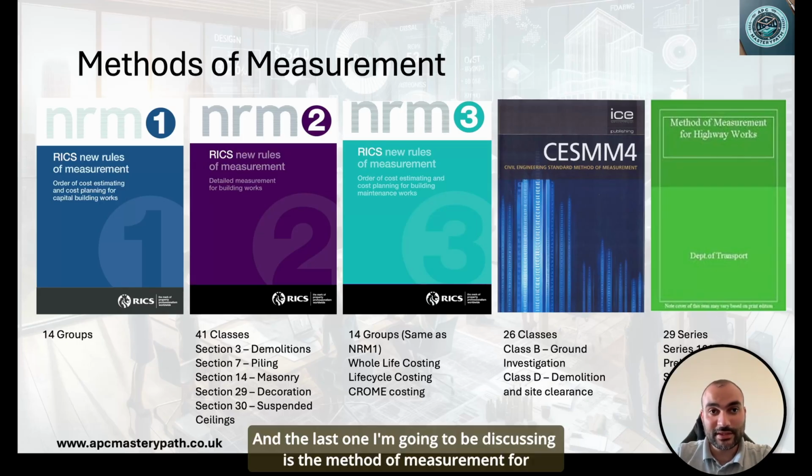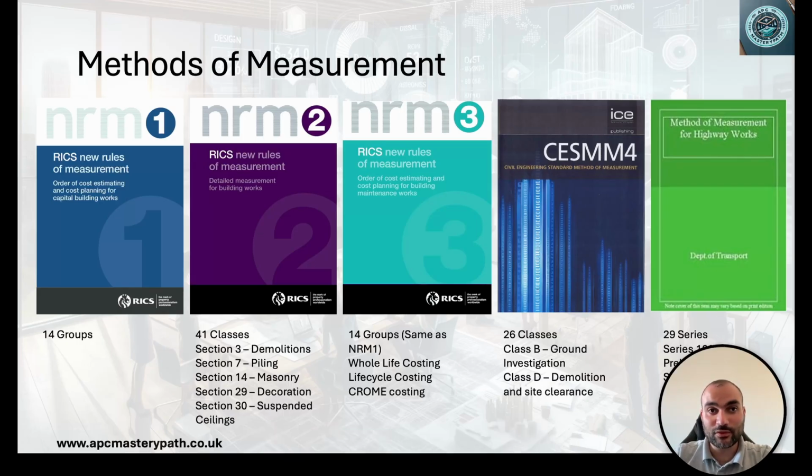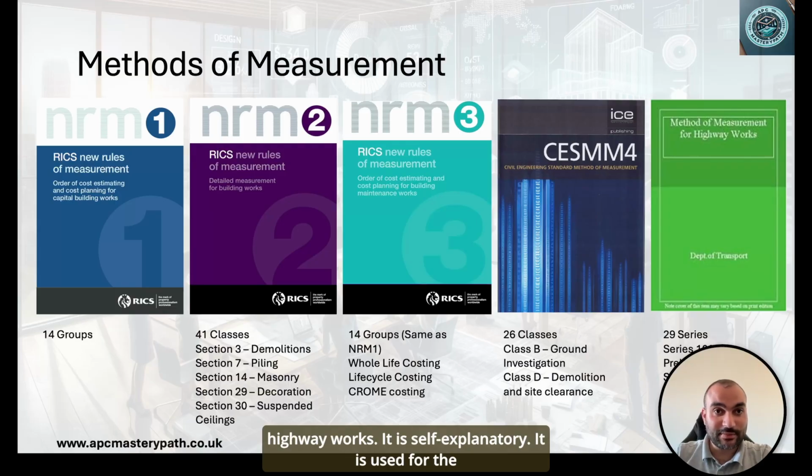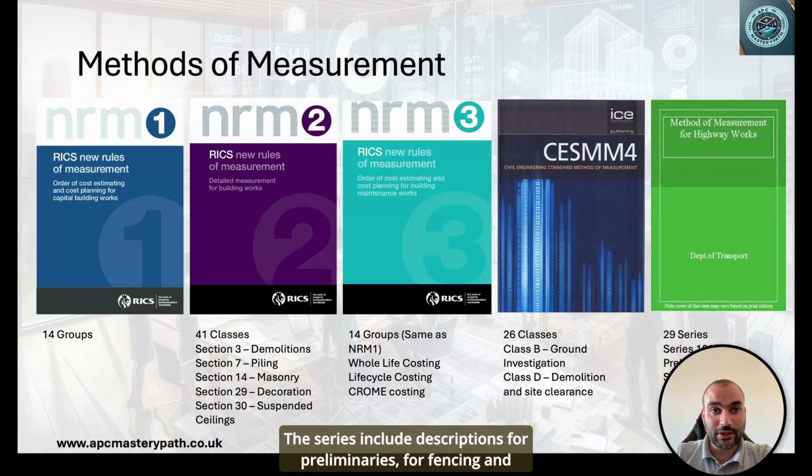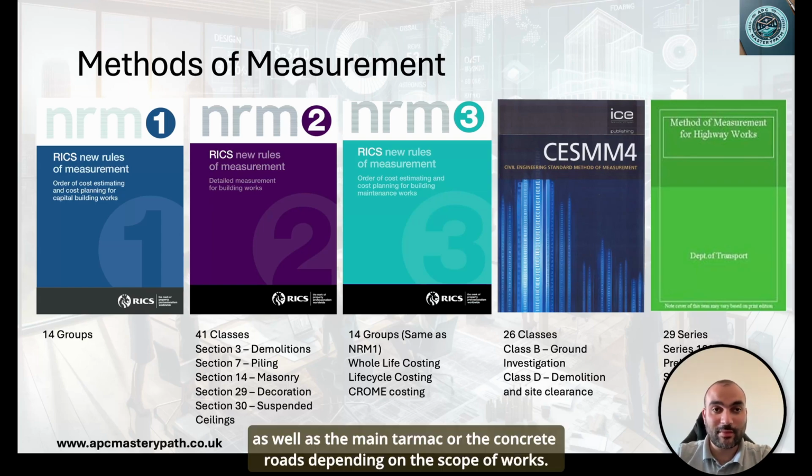And the last one I'm going to be discussing is the method of measurement for highway works. It is self-explanatory. It is used for the highway engineering works, and it contains 29 series. The wording used in method of measurement for highway works is series. The series include descriptions for preliminaries, for fencing, and for the classic roadworks that you would be expected in terms of sub-base, as well as the main tarmac or the concrete roads, depending on the scope of works.